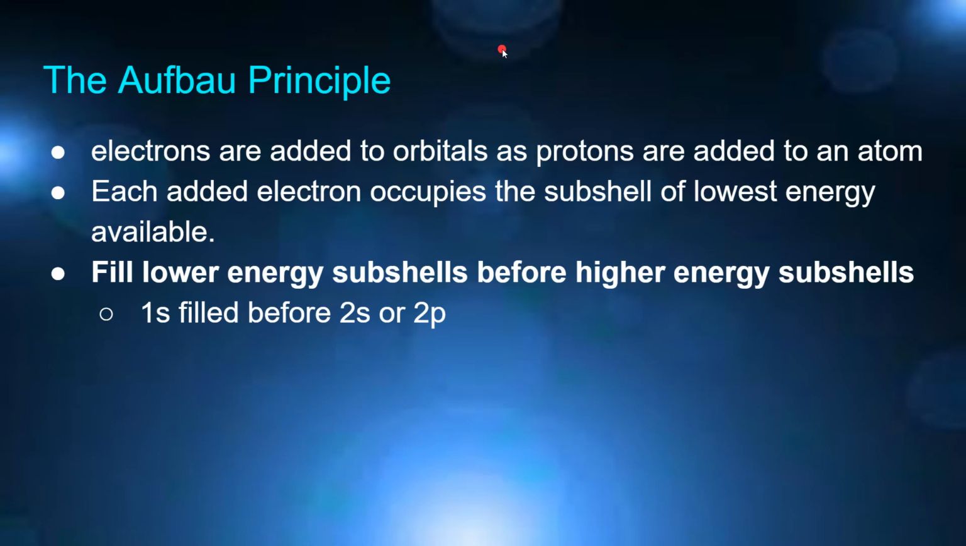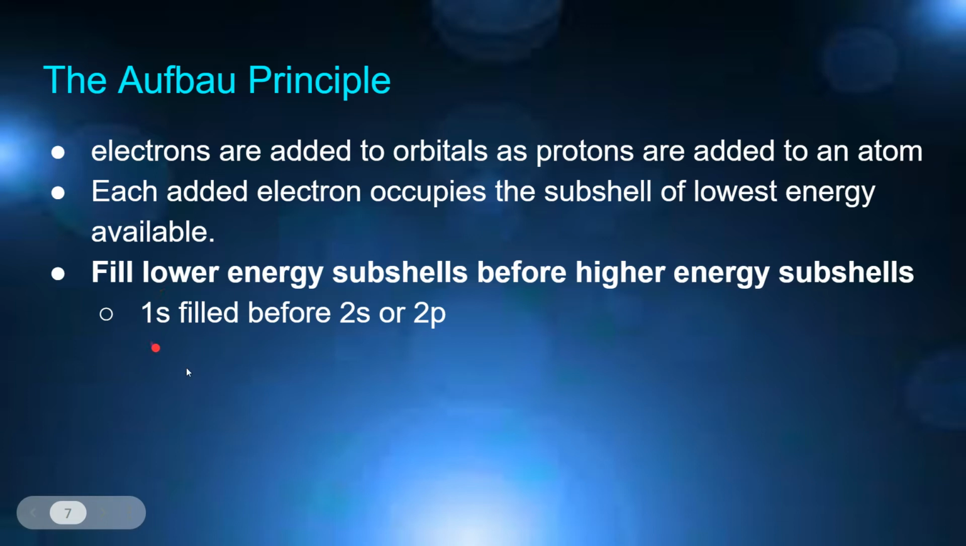There's a few different principles and rules that are going to help with electron configuration. The first is the Aufbau principle. The Aufbau principle follows the idea that electrons are added to orbitals as protons are added to an atom, and each added electron is going to occupy the lowest energy that's available to it. So the main idea of the Aufbau principle is that we're going to fill our lower energy subshells before we fill our higher energy subshells.